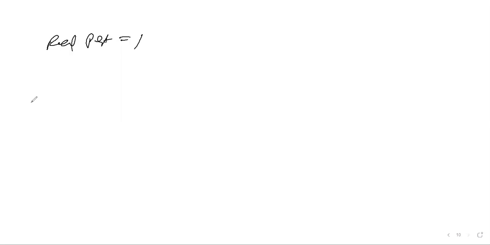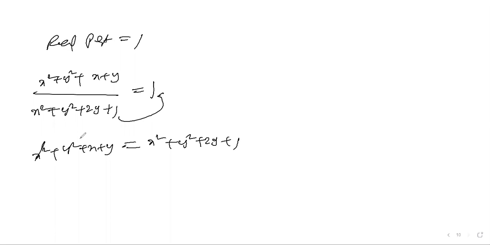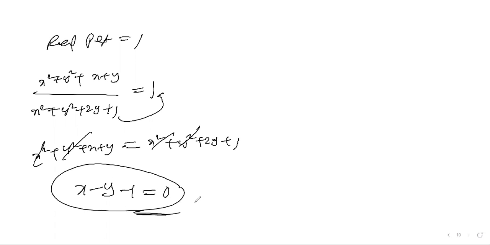Now the real part is equal to 1. What is the real part here? What I got just now: x square plus y square plus x plus y by x square plus y square plus 2y plus 1, which is equal to 1. Now 1 you send to the other side, you should multiply with it. Then after that you need to simplify this. So x square plus y square plus x plus y; 1 into something is something only; x square plus y square plus 2y plus 1. Then x square plus y square cancel. After I simplified, I got the answer x minus y minus 1 is equal to 0. This is the locus of the given question.